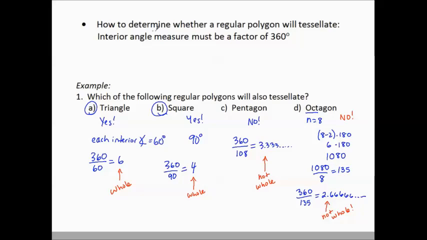So, how do we determine whether a regular polygon will tessellate? The interior angle measure must be a factor of 360. So that means when we do 360 divided by one angle measure, it equals a whole number. Divides into it evenly.